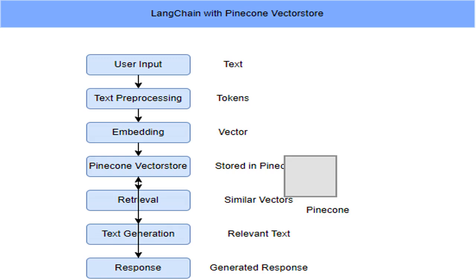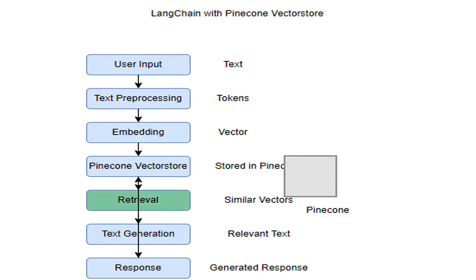Pinecone Vector Store. Stores and retrieves vector embeddings. Stores the generated vectors for efficient retrieval based on similarity. Receives vectors from embedding, stores them, and retrieves similar vectors based on user queries. Provides a database of vectors for similarity-based retrieval.